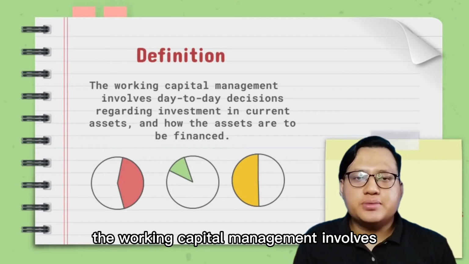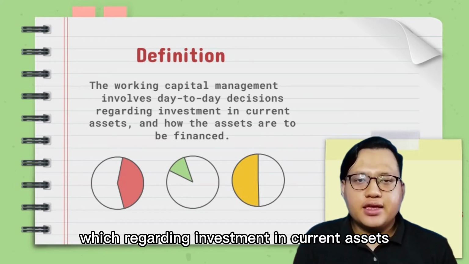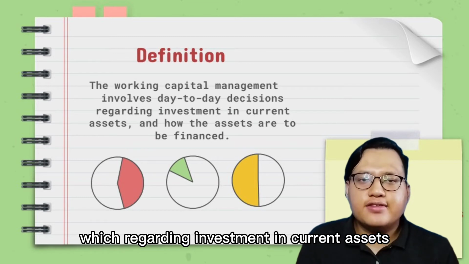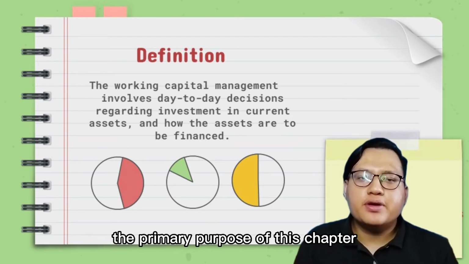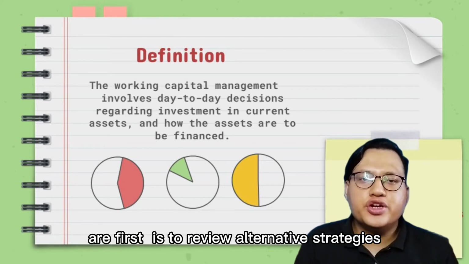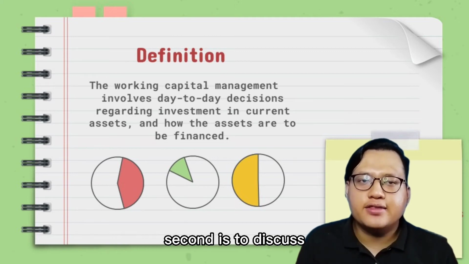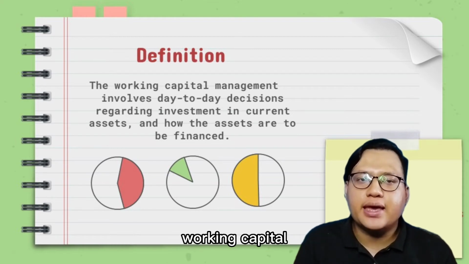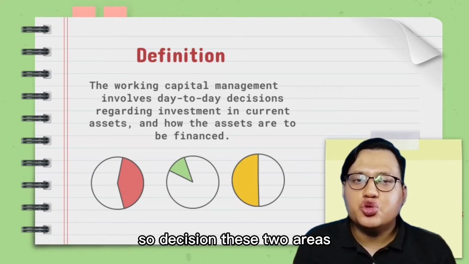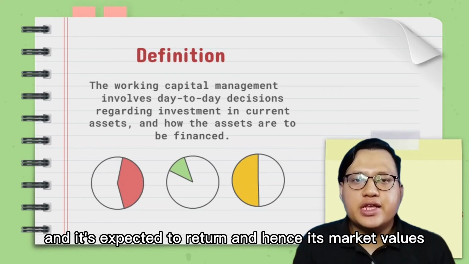Okay, so next we move to working capital management. Working capital management involves day-to-day decisions regarding investment in current assets and how the assets are to be financed. The primary purpose of this chapter, first, is to review alternative strategies for investing in working capital, and second, to discuss alternative strategies for financing working capital. Decisions in these two areas will affect both the firm's business and its expected rate of return, and hence its market value.